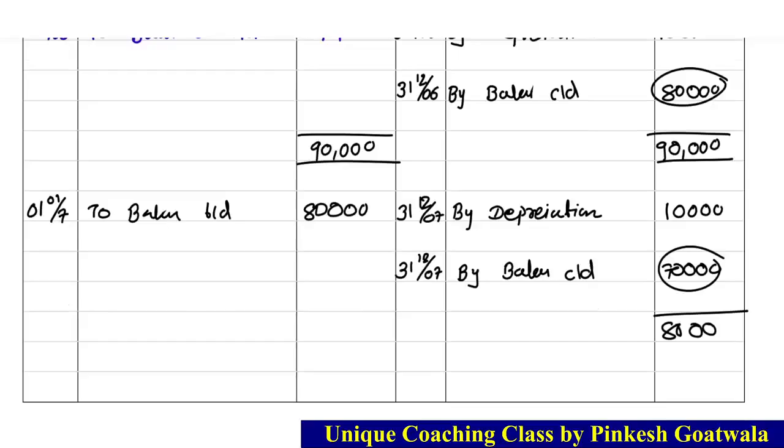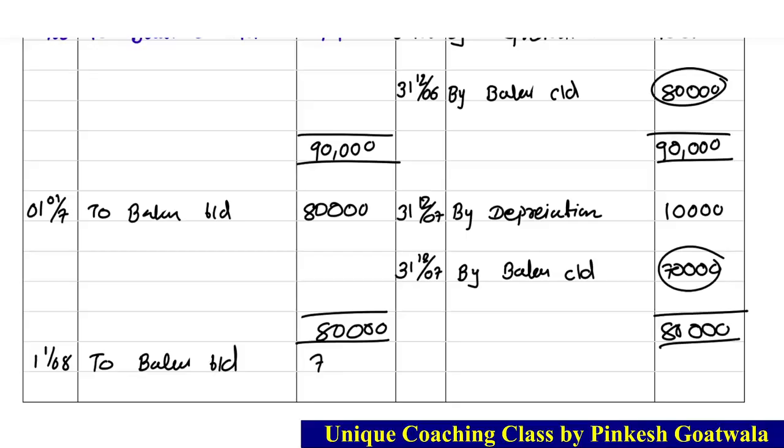And we know that only the asset account is such an account in which the balance remains next year. Okay, otherwise every account will be closed. So ours is only up to 7, we will calculate only up to 7. Here our machinery account is completed.